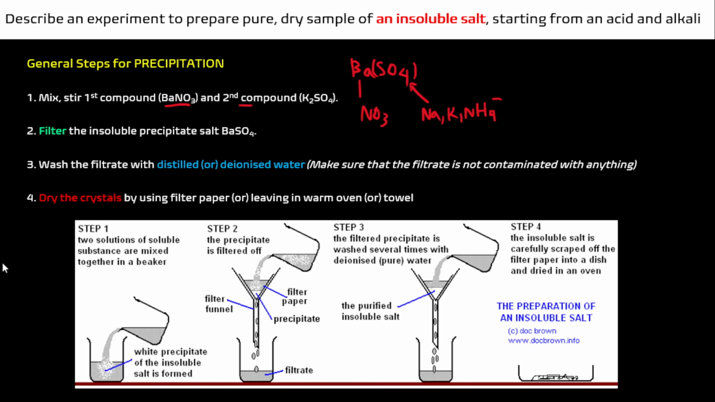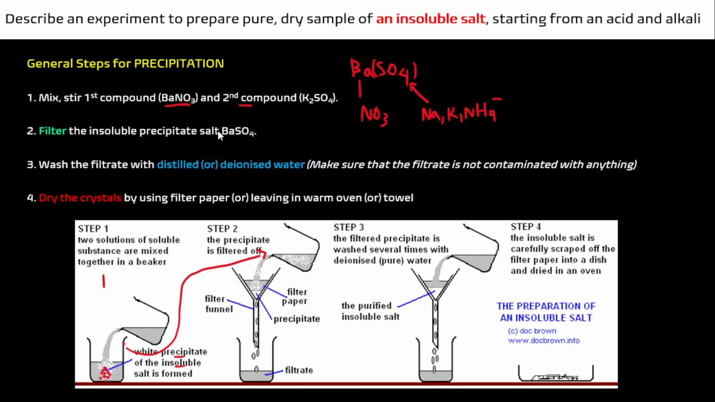When we mix them in step 1 as shown, two solutions of soluble substances are mixed together in a beaker, and an insoluble precipitate will be formed here. The insoluble salt will be formed here. So what we are trying to do is bring this entire beaker to here, then use a filter funnel and a filter paper and just filter off. The second step is to filter the insoluble precipitate, BaSO4.